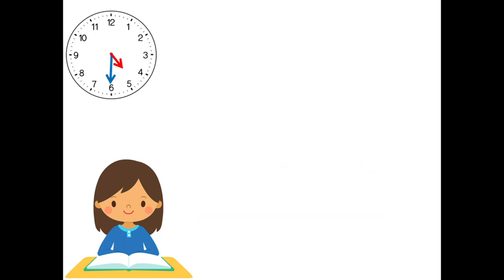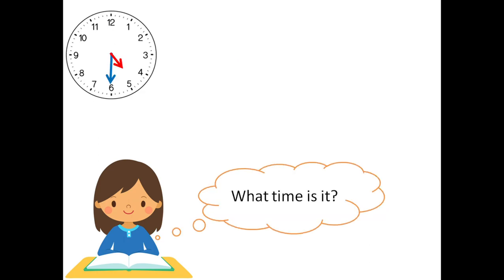Next example. What time is it? Look at the shorthand. Shorthand is between 4 and 5, which means less than 5 o'clock. So you need to write 4 and then look at the longhand. Longhand is in 6. 6 means how many minutes? Yes, 6 means 30 minutes. So you need to write 30.